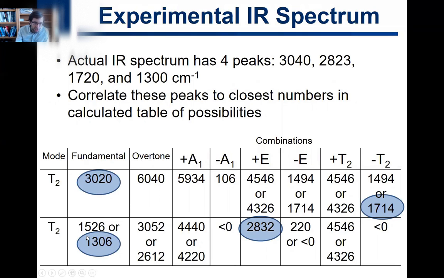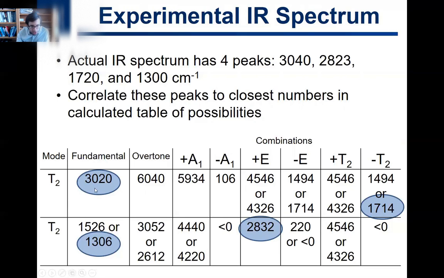So that tells us that actually 1306 was the T2 bend, and the E bend must be 1526. And then we got the energy of the T2. We already knew that from Raman spectroscopy was 3020. And now you go through here and you can select which ones are the closest. We're looking for something close to 2823. The closest here is 2832. So we're going to say that 2823 is due to a T2 plus an E combination, okay? And then the closest one for 1720 was 1714. That's going to be a T2 minus a T2 combination.